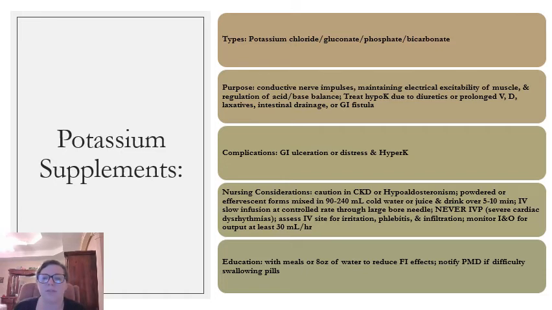They're going to be used for conductive purposes on your nerve impulses, so promoting that electrical activity. Because remember, a lot of potassium complications end up with cardiac dysrhythmias, and so you need that potassium to promote that electrical activity. Also maintaining the electrical excitability of muscles, so not just your heart, but all your muscles require potassium to move, and regulation of acid-base balance.